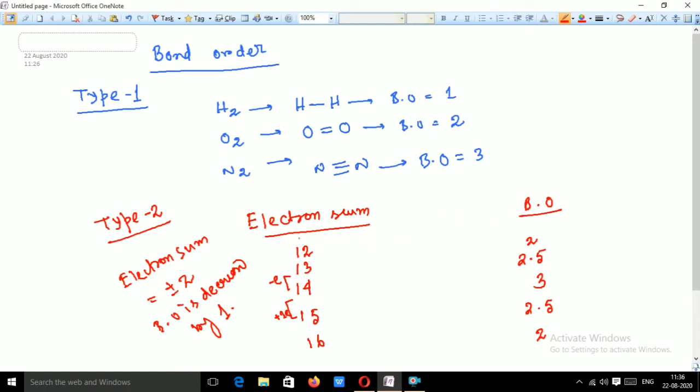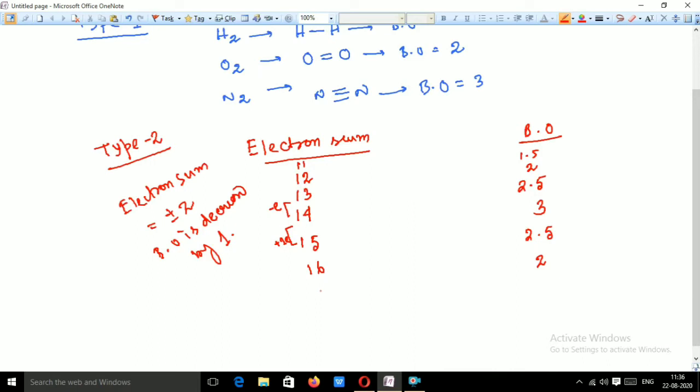Now if it is 11, then the bond order will be 1.5. If the number is 17, then the bond order will be 1.5, and if the number is 18, then the bond order will be 1. In this case also, if the electron sum is 10, then the bond order will be 1. So by this method we can easily interpret the bond order, and we don't have to use the molecular orbitals.